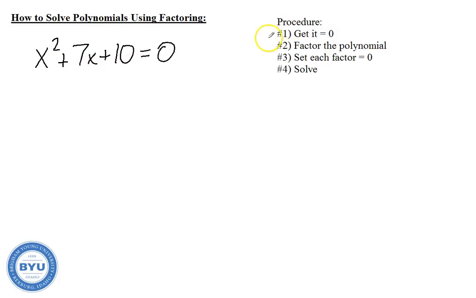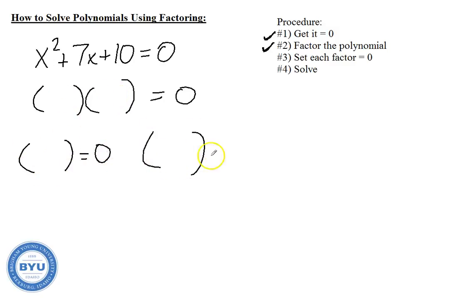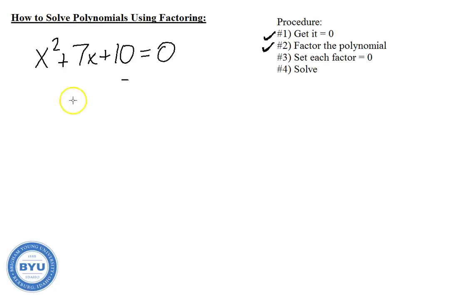This is basically the procedure. Step number 1, get it equal to 0. Step number 2, factor the polynomial into its parentheses. Once you get it down into its parentheses, you can take each parenthesis and set it equal to 0 and then solve. So let's work on it with this problem to show you how that would work.